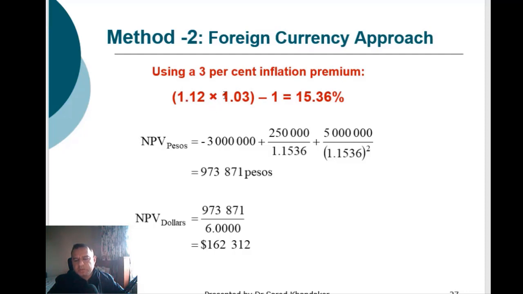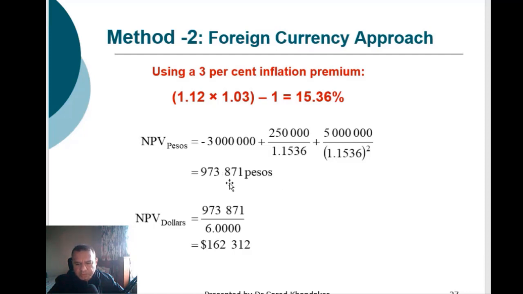So 1.12 multiplied by 1.03. Why 1.03? That is the risk premium. Then subtract 1 from the required rate of return. We get 1.1536 for year 1, and 1.1536 to the power 2 for year 2, and then we calculate the expected return based on that. We find that 973,871 pesos is the NPV.